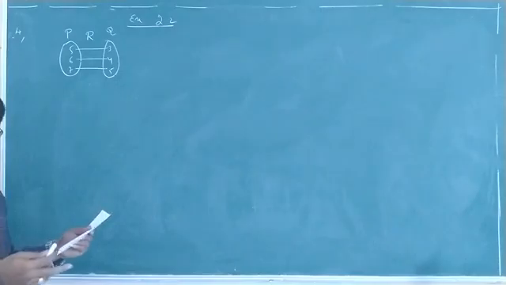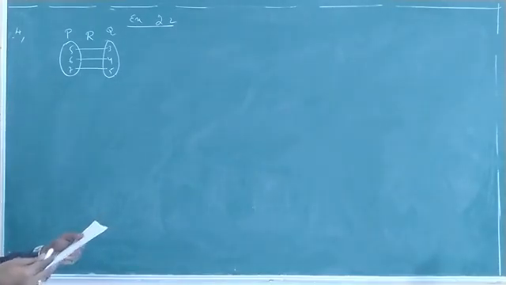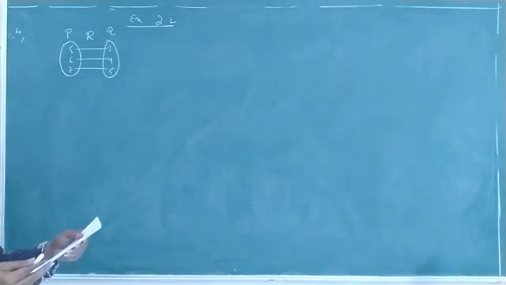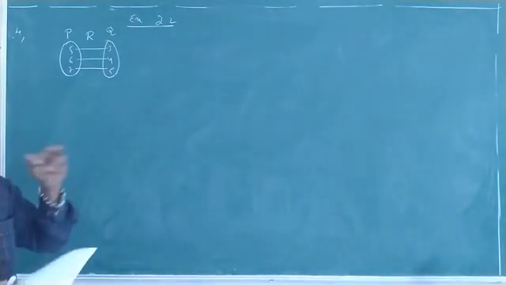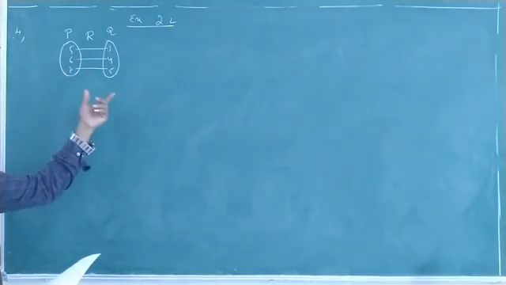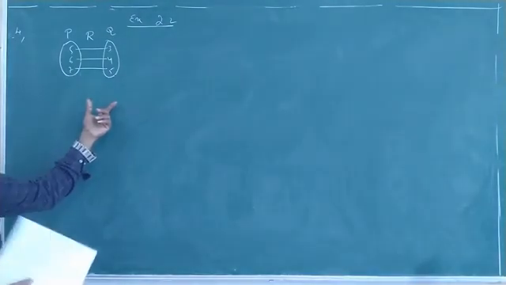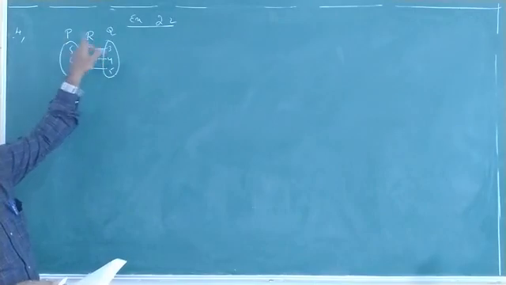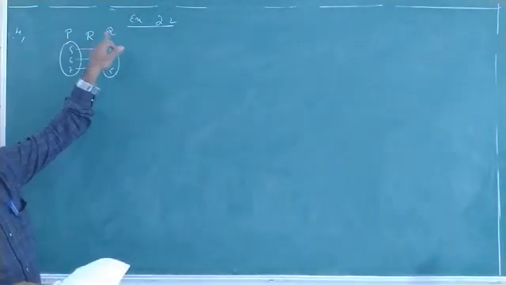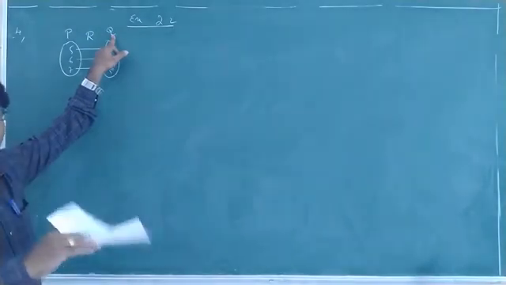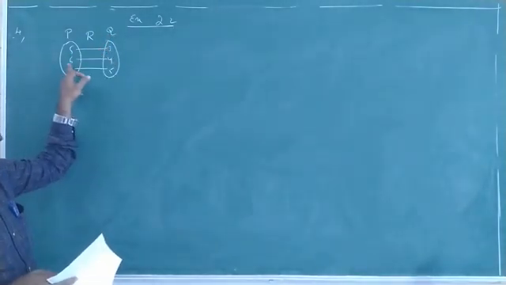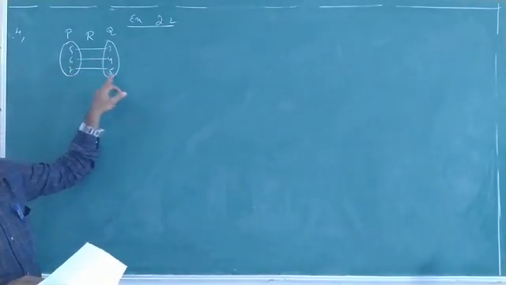So what is being asked here? Write the relation in set builder form and roster form, and domain and range. From this diagram it defines a relation from P to Q, which means there is a relationship between these two elements.